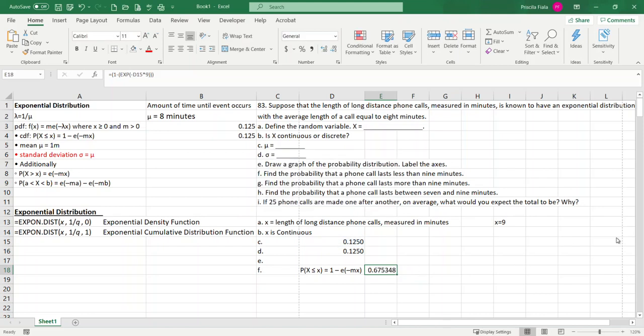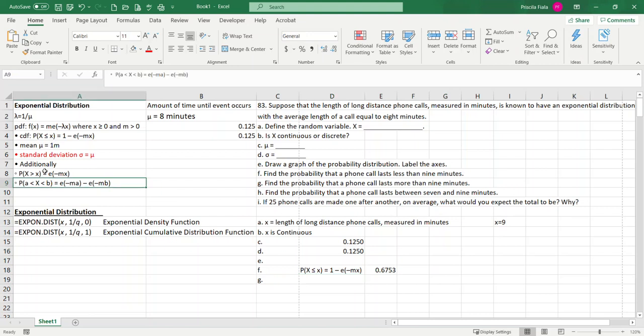And here you go. That would be your probability, 67, about 68% or 0.6753. It depends how many digits you would like to include in here. Let's put decimals. So let's put 4. Okay, G now. It says find the probability that a phone call lasts more than 9 minutes.